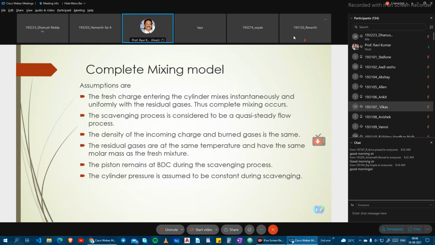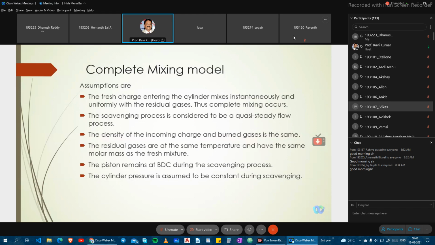And we have the complete mixing model. If you mix completely, what happens? In the complete mixing model, the fresh charge entering the cylinder mixes instantaneously and uniformly with the residual gases. Thus, complete mixing occurs. Basically, whatever fresh charge comes from the inlet port will mix with the leftover exhaust gases.